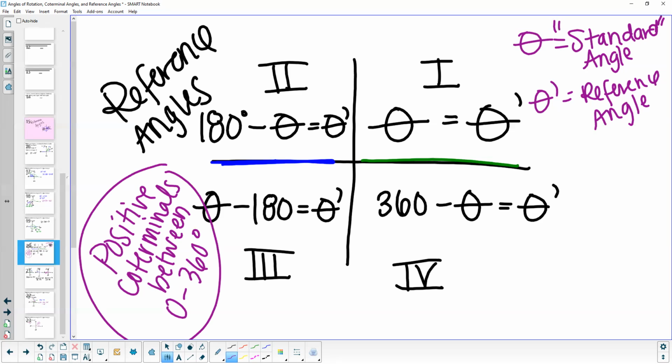So if you have any questions, don't hesitate to reach out, but this is how you can find reference angles given any type of angle if we have it in this plane here.